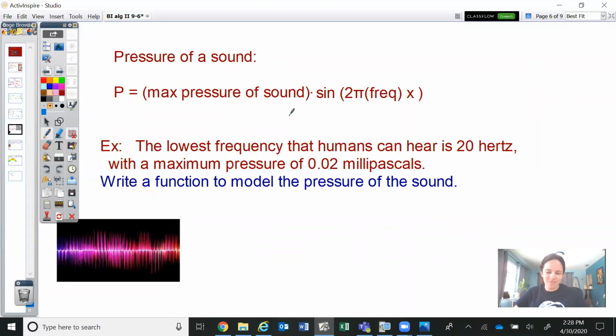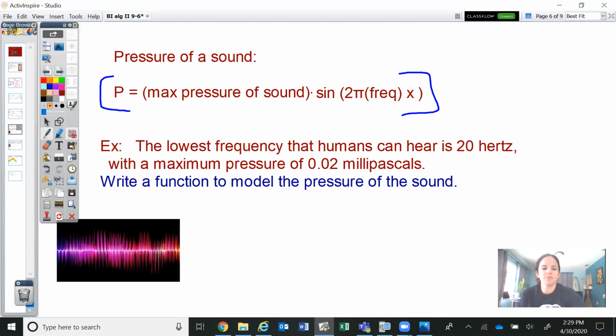So the next kind of example that you'll see in the book is for pressure of a sound. And so we're going to use the following template. This is like your formula template, and then that should make the problem super easy. The pressure at any given moment is going to be the maximum pressure of the sound, which would be that height of your amplitude, times sine of 2 pi times the frequency times x.